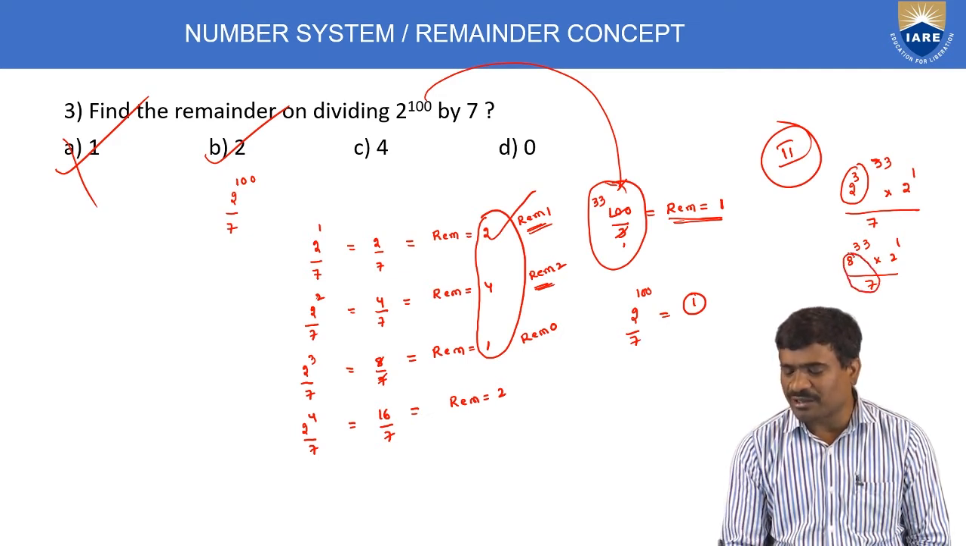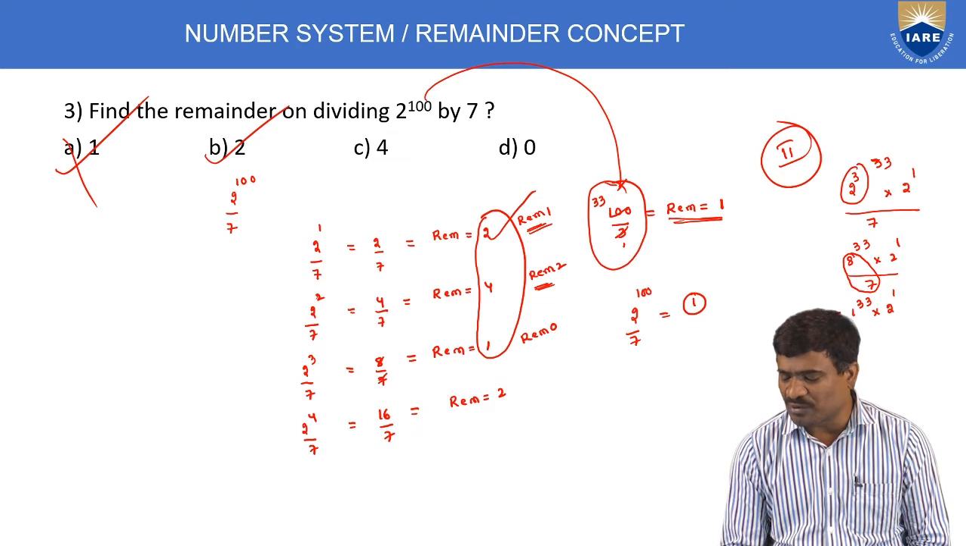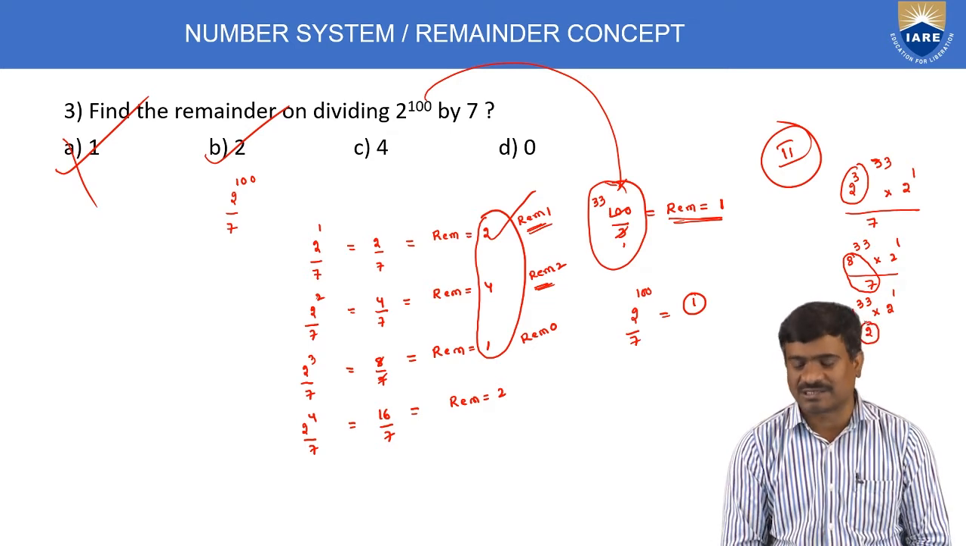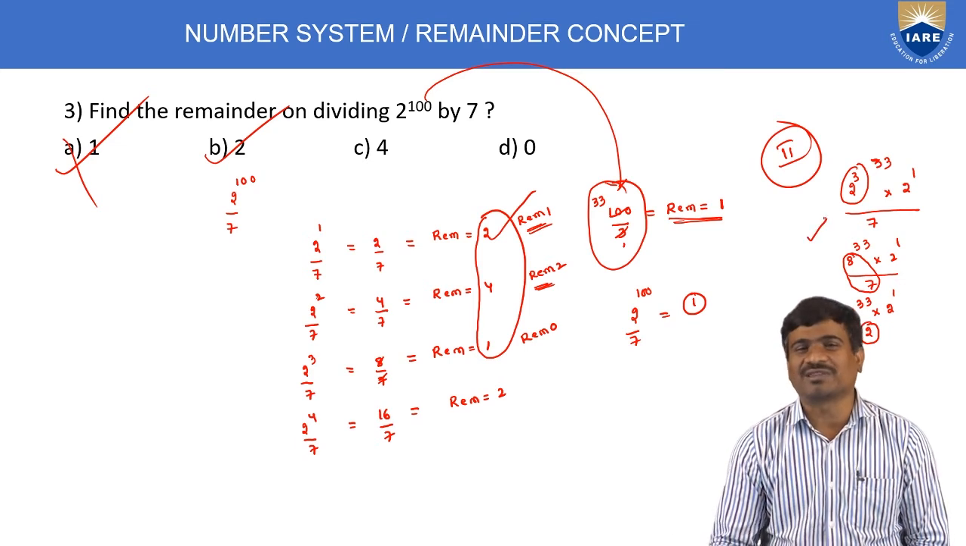8 by 7, remainder 1. 1 to the power of 33 is 1, into 2 by 7, remainder 2. So 2 to the power of 1, 1 into 2 is 2. Therefore, answer B only is correct. This is also a correct method.